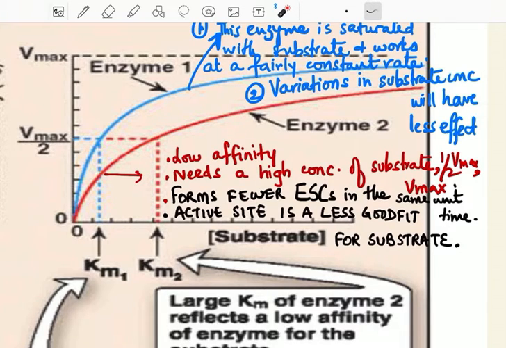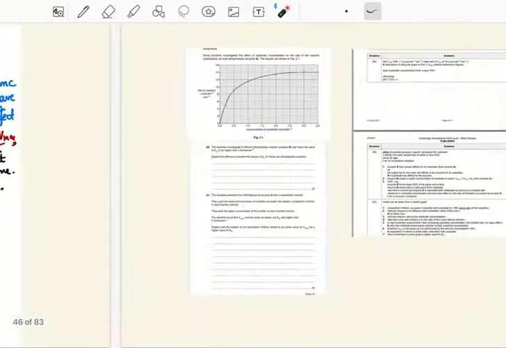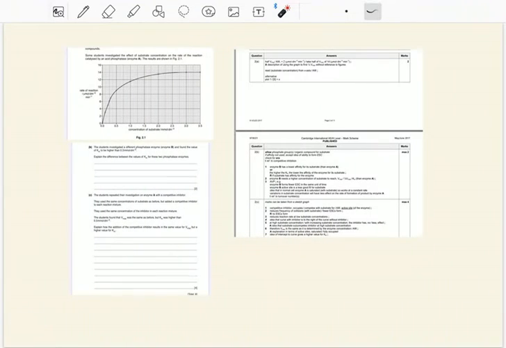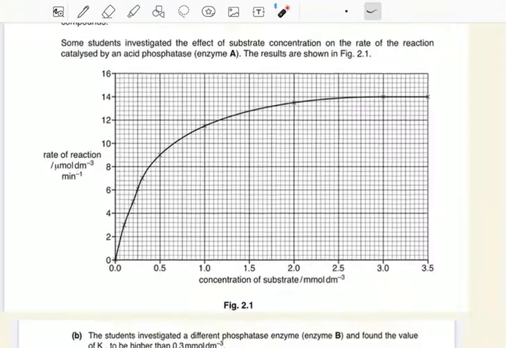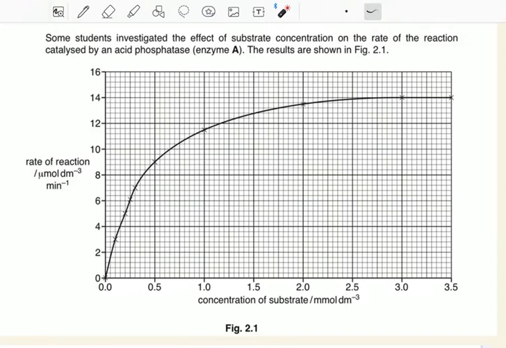So you are supposed to answer this question in the similar manner as it has been depicted in this graph. And then just to give you an idea कि किस तरह के questions आ सकते हैं, तो for example I am just sharing this question with you and I'll be reading it and explaining it to you at the same time. Some students investigated the effect of substrate concentration on the rate of reaction catalyzed by an acid phosphatase enzyme A. ठीक है, x-axis पे the concentration of substrate is plotted. On y-axis, the rate of reaction is plotted, right?